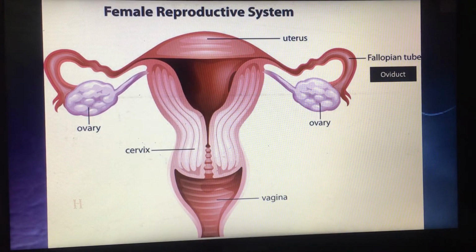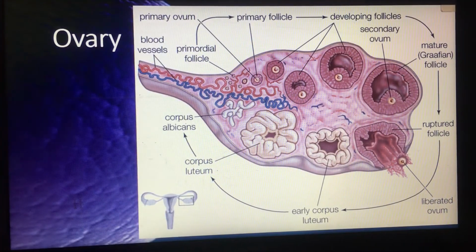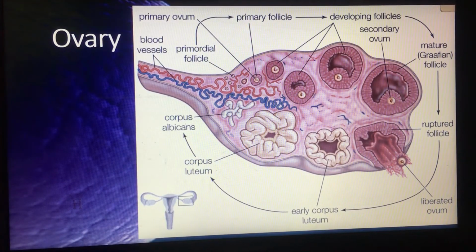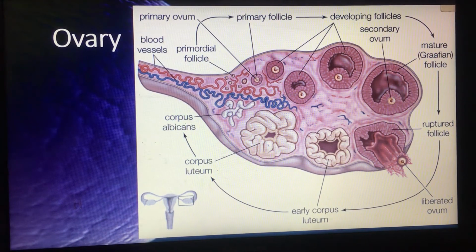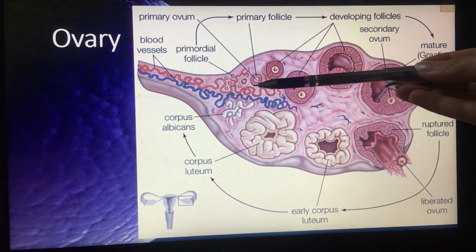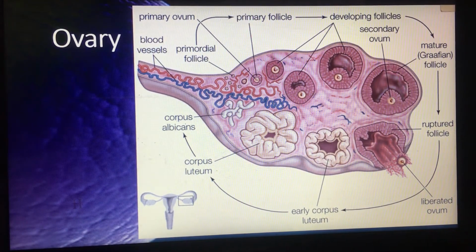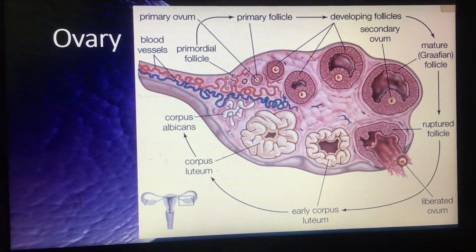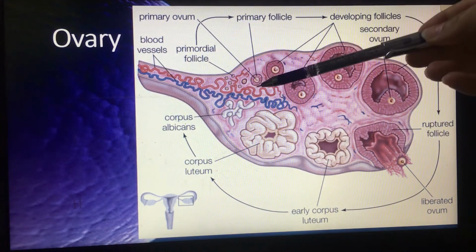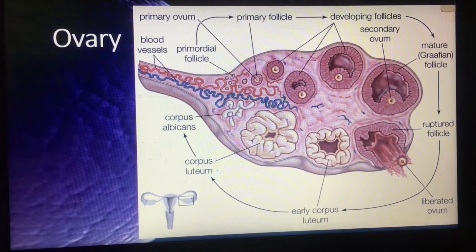Now, what is the function of each part? Let's start with the ovary. You have to know that the ovary contains eggs or ova. So here we have many ova or eggs. The ovary contains eggs and releases one ovum every month. And it also makes female sex hormones.